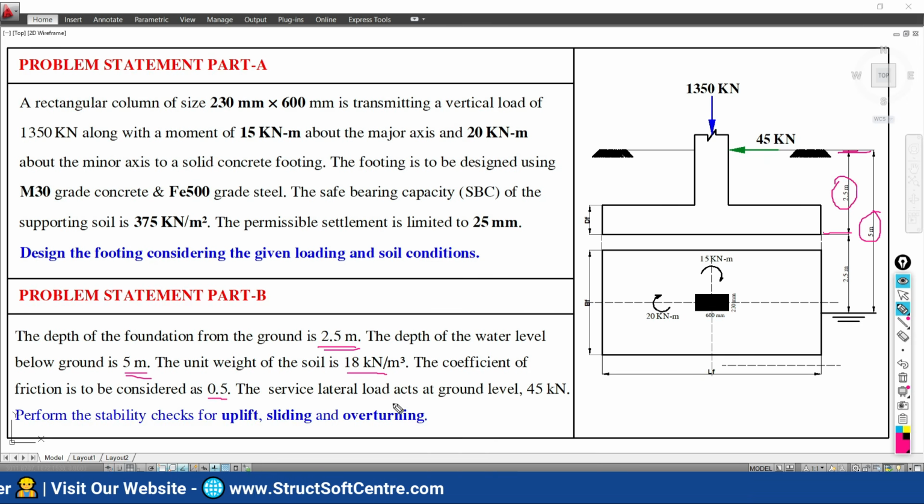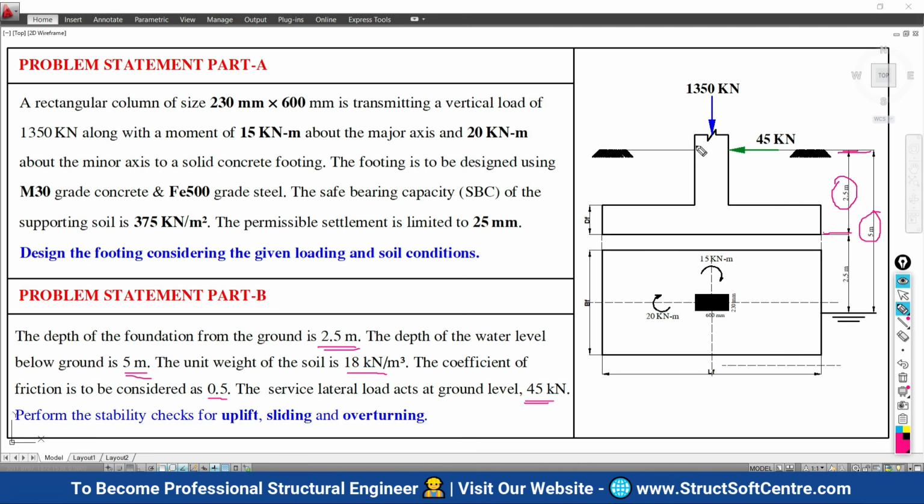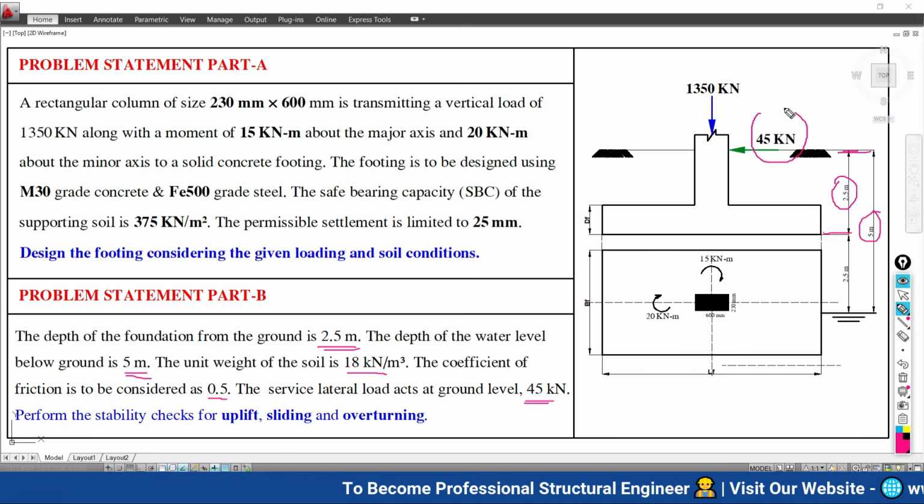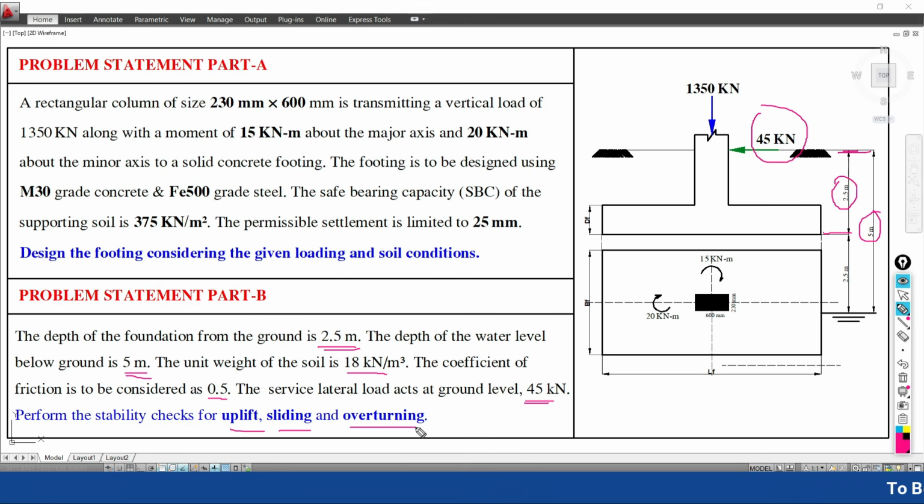The service lateral load acting at the ground level is 45 kN. So the lateral load is also acting on this foundation at the ground level, 45 kN. It is the service load. We have to perform the stability checks for uplift, for sliding and for overturning.